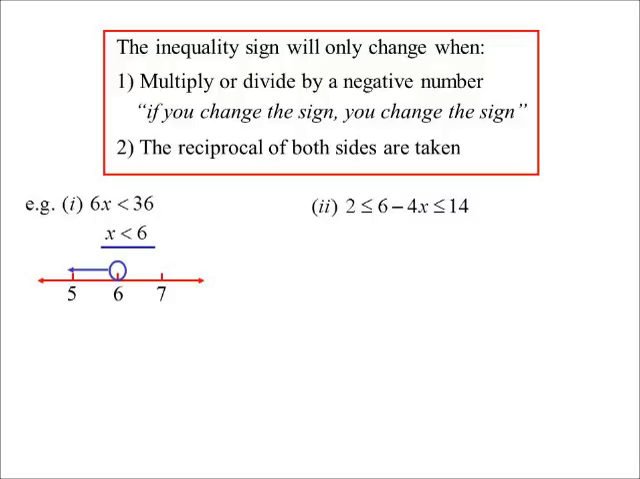So in this one, I'm going to move the 6. So I'm taking 6 away, but I'm going to move it to both sides there. So it's -4 and 8. Now I'm going to divide by -4, but of course, if you change the sign, you change the sign. And that's where some people will stop.